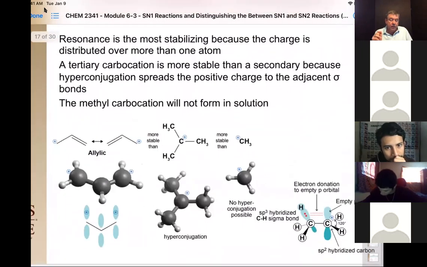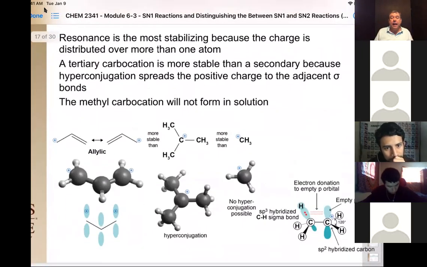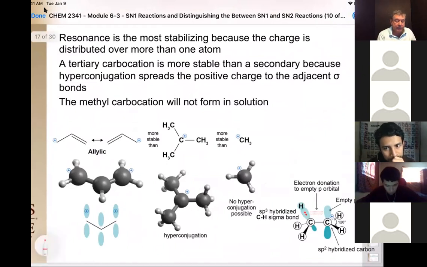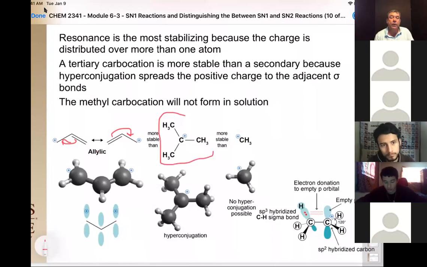The things that are happening to help stabilize our carbocations, at least the resonance here, have everything to do with the idea that we're just flipping electrons back and forth right here, and therefore we're sharing that positive charge over those two sites. So we have one positive charge shared over two sites, so that's going to be more stable than one charge on one site. However, in the tertiary carbocation, we do not have resonance.